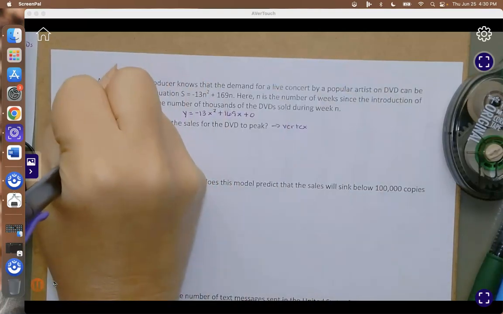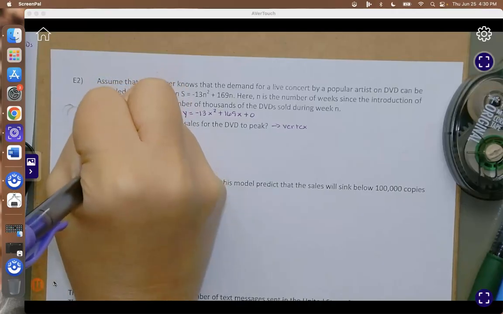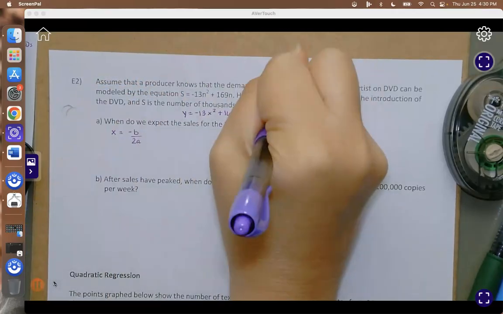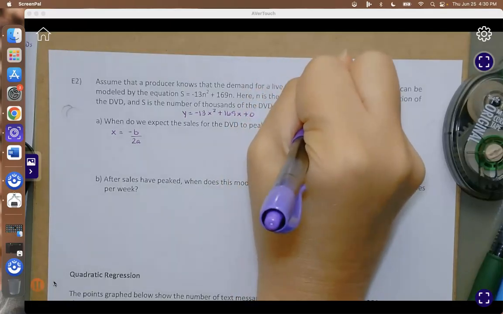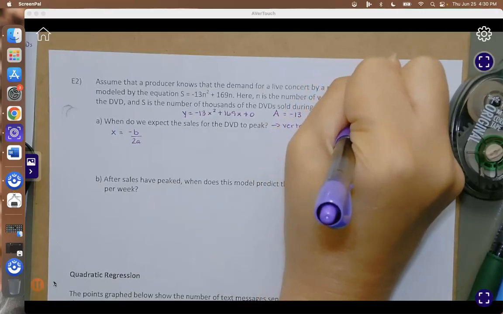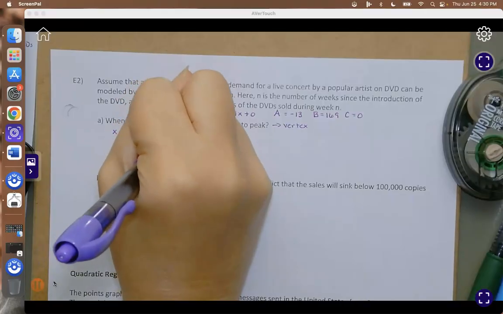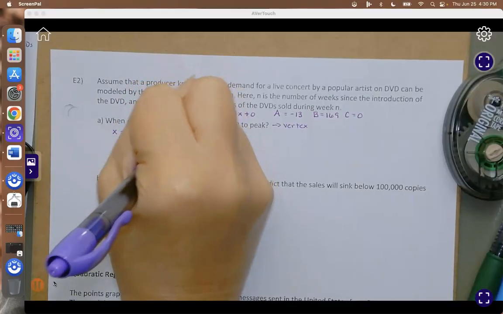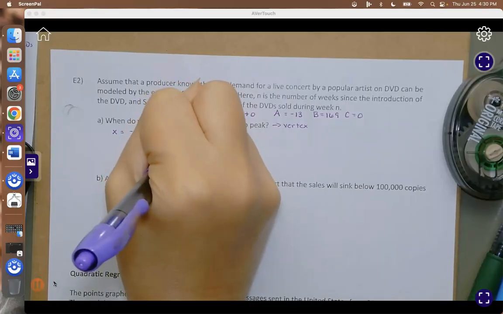So remember, we do X equals the opposite of B over 2A. And in this problem, A is negative 13, B is 169, and C is 0. So we're going to do the opposite of 169 over 2 times negative 13.